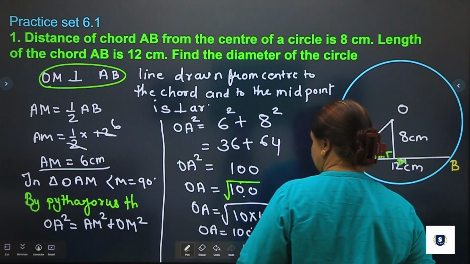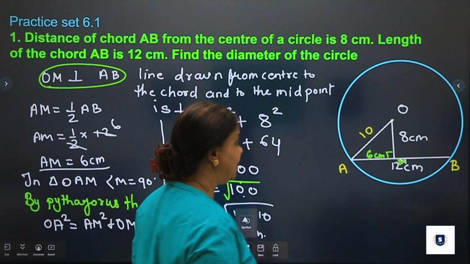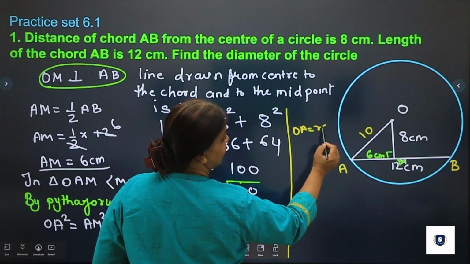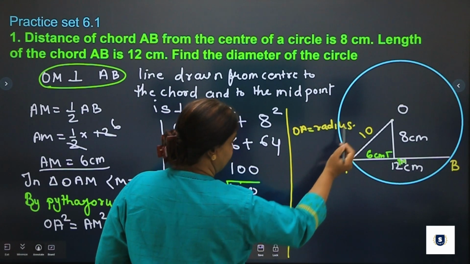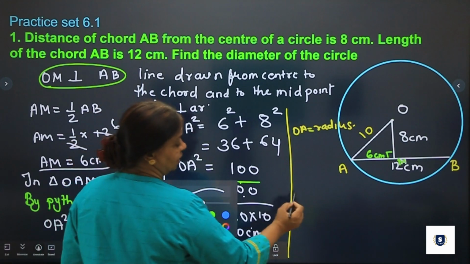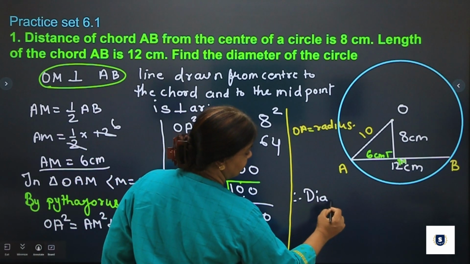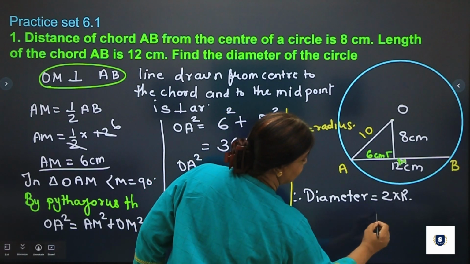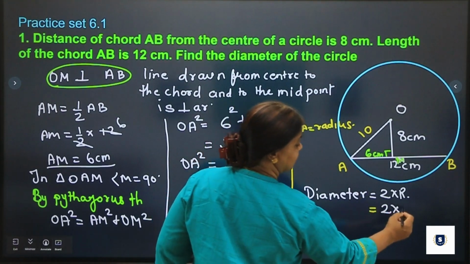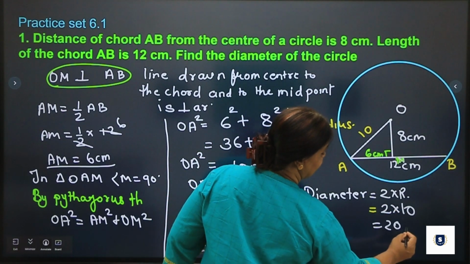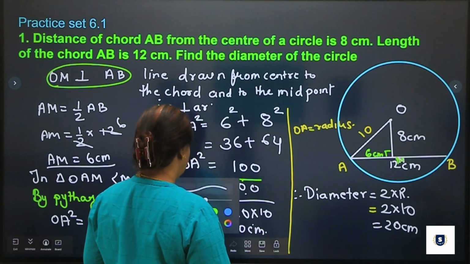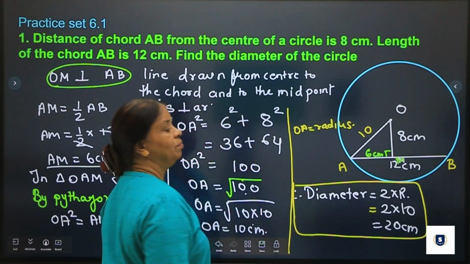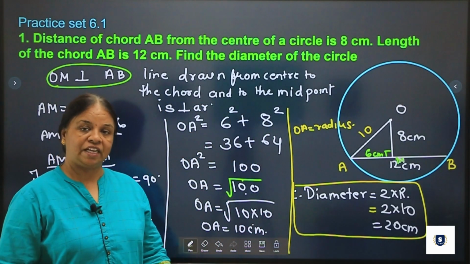If OA is 10, OA is the radius. Yes, OA is equal to radius. And what is diameter? Diameter is double of radius. Therefore, diameter is 2 into radius. Radius is 10, which is equal to 20 centimeter. And therefore, the diameter is equal to 20 centimeter. Let's go to the next question, children.